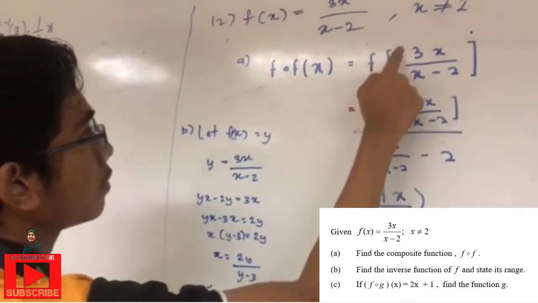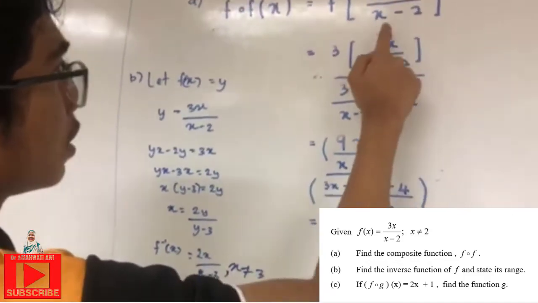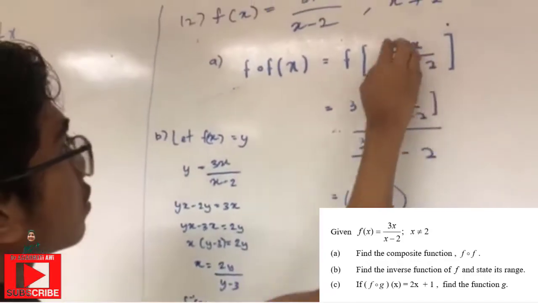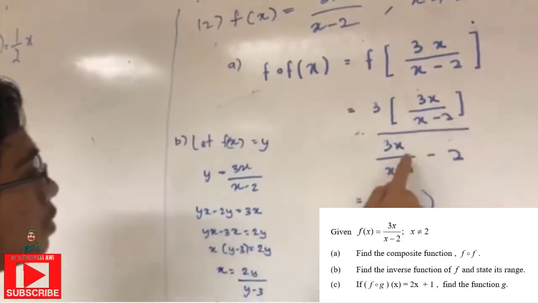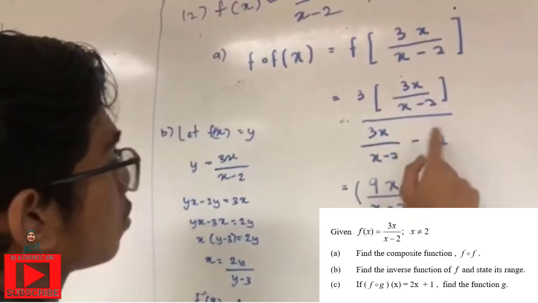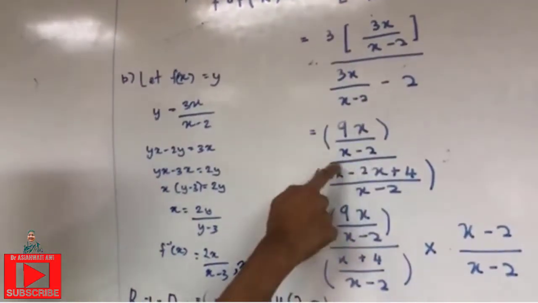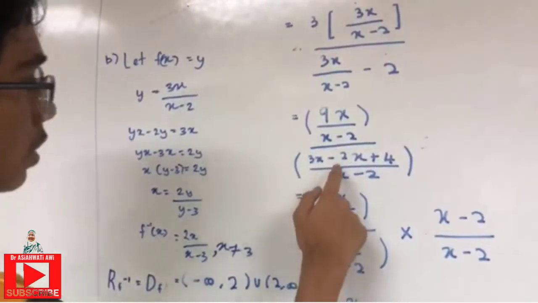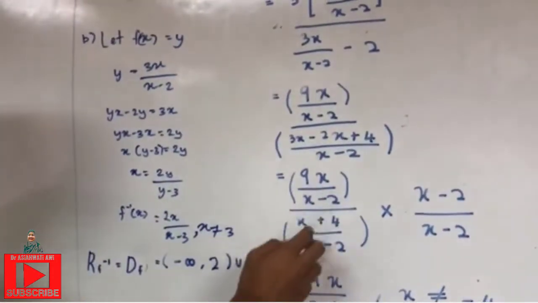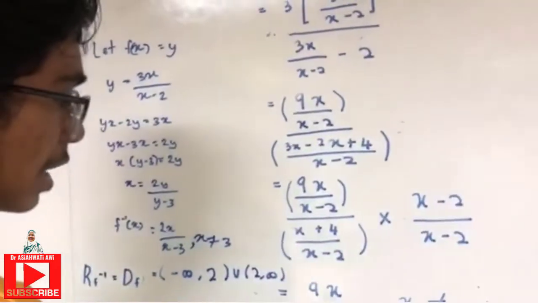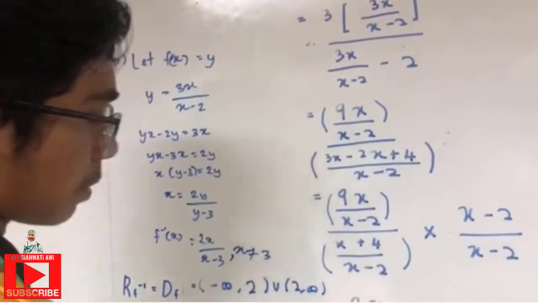Jadi macam ni, f bracket function x tu sendiri 3x over x tolak 2. Lepas tu kita tinggal substitute balik lah dalam ni juga. Jadi 3x over x tolak 2, 3x over x tolak 2 tolak 2. Lepas tu kita tinggal expand balik je, dapat 9x x tolak 2 over 3x tolak 2x tambah 4 over x tolak 2. Expand balik, and last final answer dia kita dapat f(f(x)) sama dengan 9x over x tambah 4.